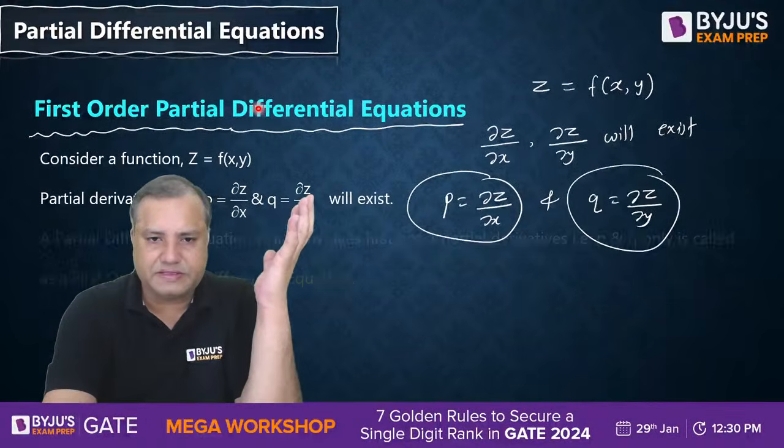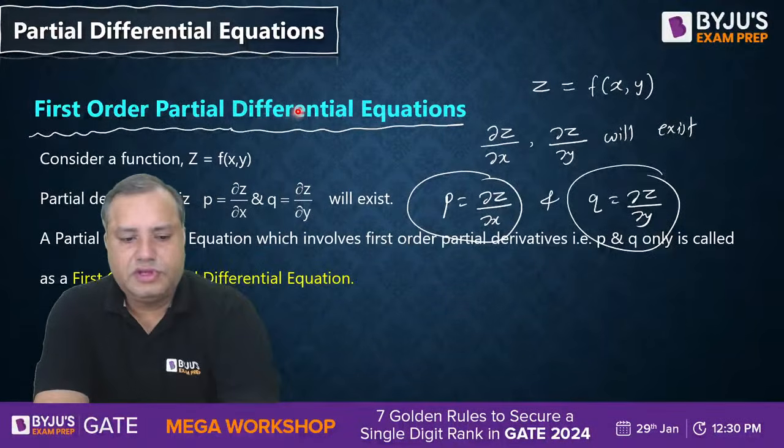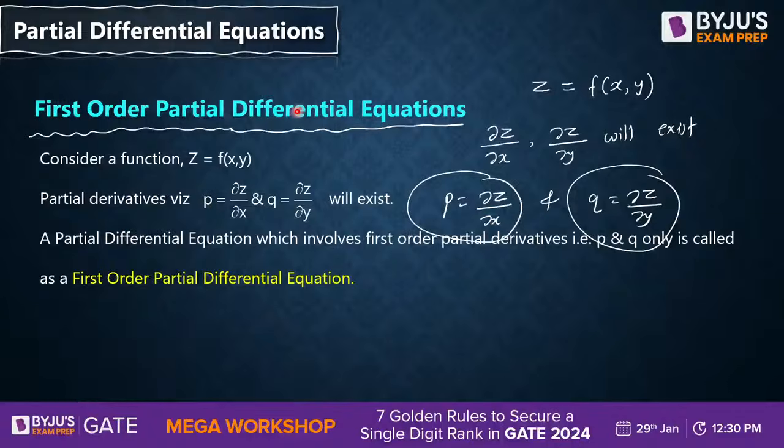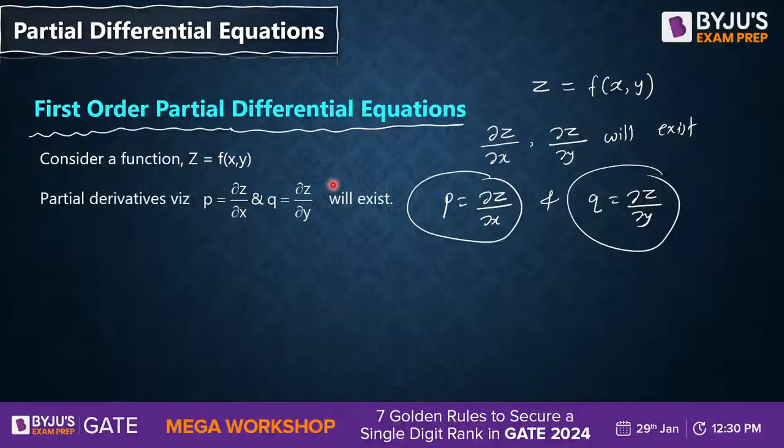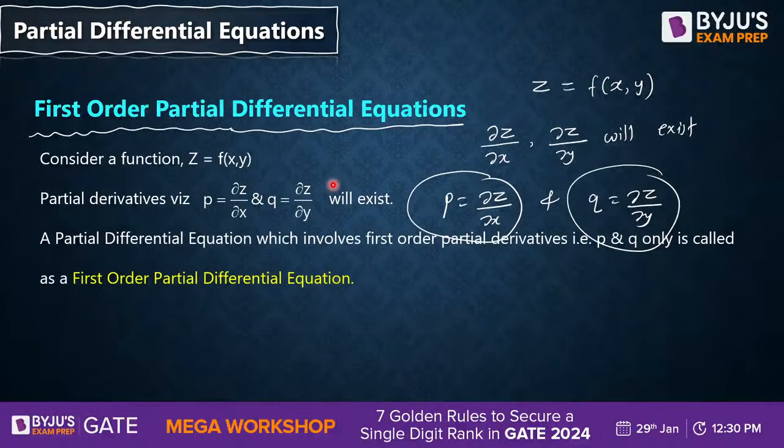You can just have a look over this. I'll just hide myself. Consider a function z which is f of x, y. P is del z by del x, Q is del z by del y. Partial derivatives P and Q will exist. A partial differential equation which involves first order partial derivatives, that is P and Q only, is called a first order partial differential equation.